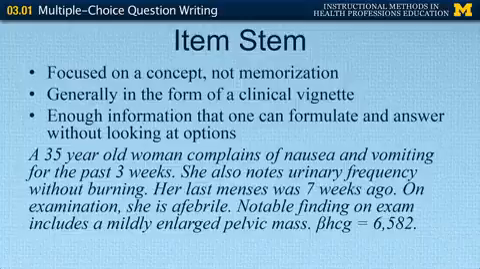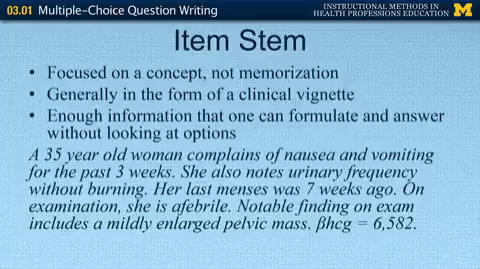So here's an example. A 35-year-old woman complains of nausea and vomiting for the past 3 weeks. She also notes urinary frequency without burning. Her last menses was 7 weeks ago. On examination, she is afebrile. Notable finding on exam includes a mildly enlarged pelvic mass.